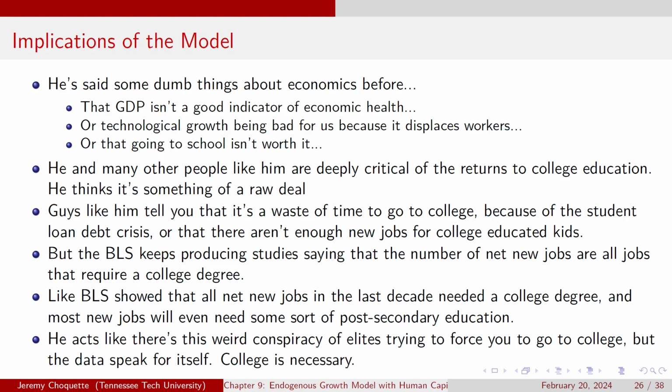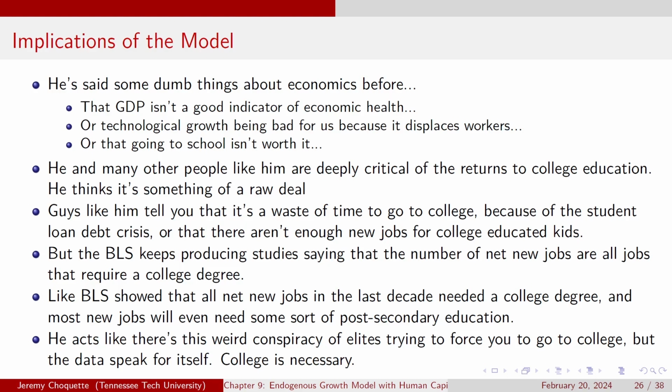But here's the thing: the BLS keeps producing studies that say the net new jobs are all jobs that require a college degree. BLS showed that all net new jobs in the last decade required a college degree, and most new jobs will even need some sort of post secondary education. I get to high five myself for getting a PhD in economics. Woohoo! But the thing is, he's acting like there's this weird conspiracy of elites trying to force you to go to college so that they can extract wealth from you or something.